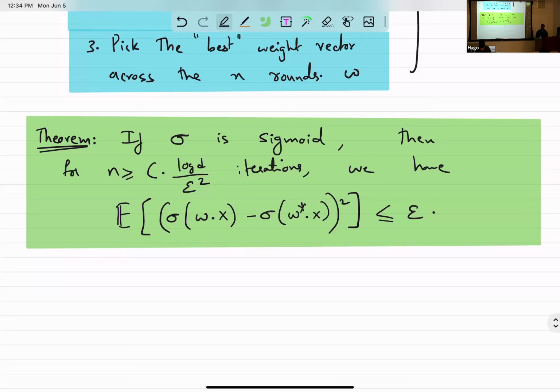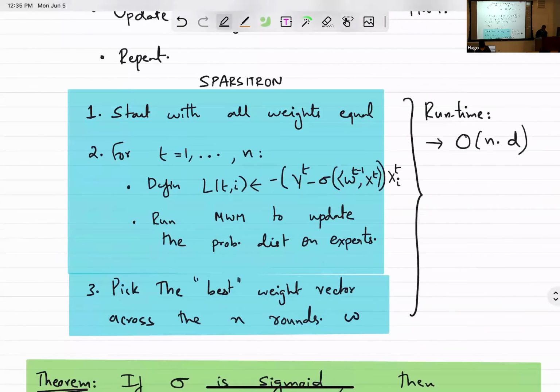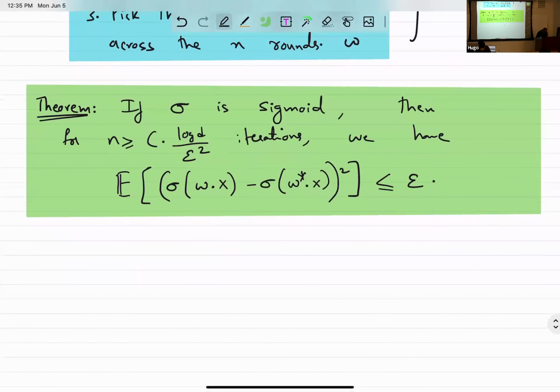Any questions about the statements? You're getting this amazing savings in terms of the number of samples. It's only a log d as opposed to d, which you need for, let's say, least squares regression. Why are we able to do this? Because of sparsity. We have this assumption that W star has L1 norm at most 1, or really that it is D sparse. Okay, so let me put that condition explicitly again here.